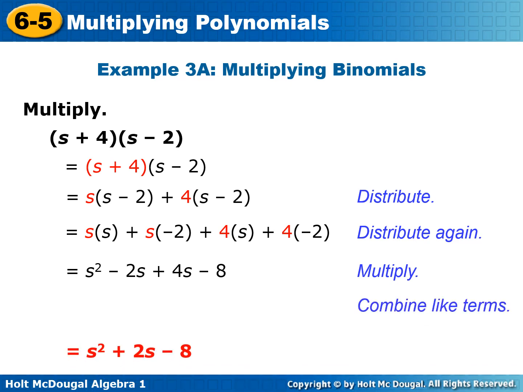Okay? So the final answer will be s squared plus 2s minus 8. Because negative 2s plus 4s, remember this one, you have to identify negative and positive, so they're of different signs. So you have to do minus. What is 4 minus 2? 2. And which one has a greater value, the 2 or the 4? 4, of course. What's the sign of your 4s here? Positive, so you'll copy the sign. So you have s squared plus 2s minus 8.